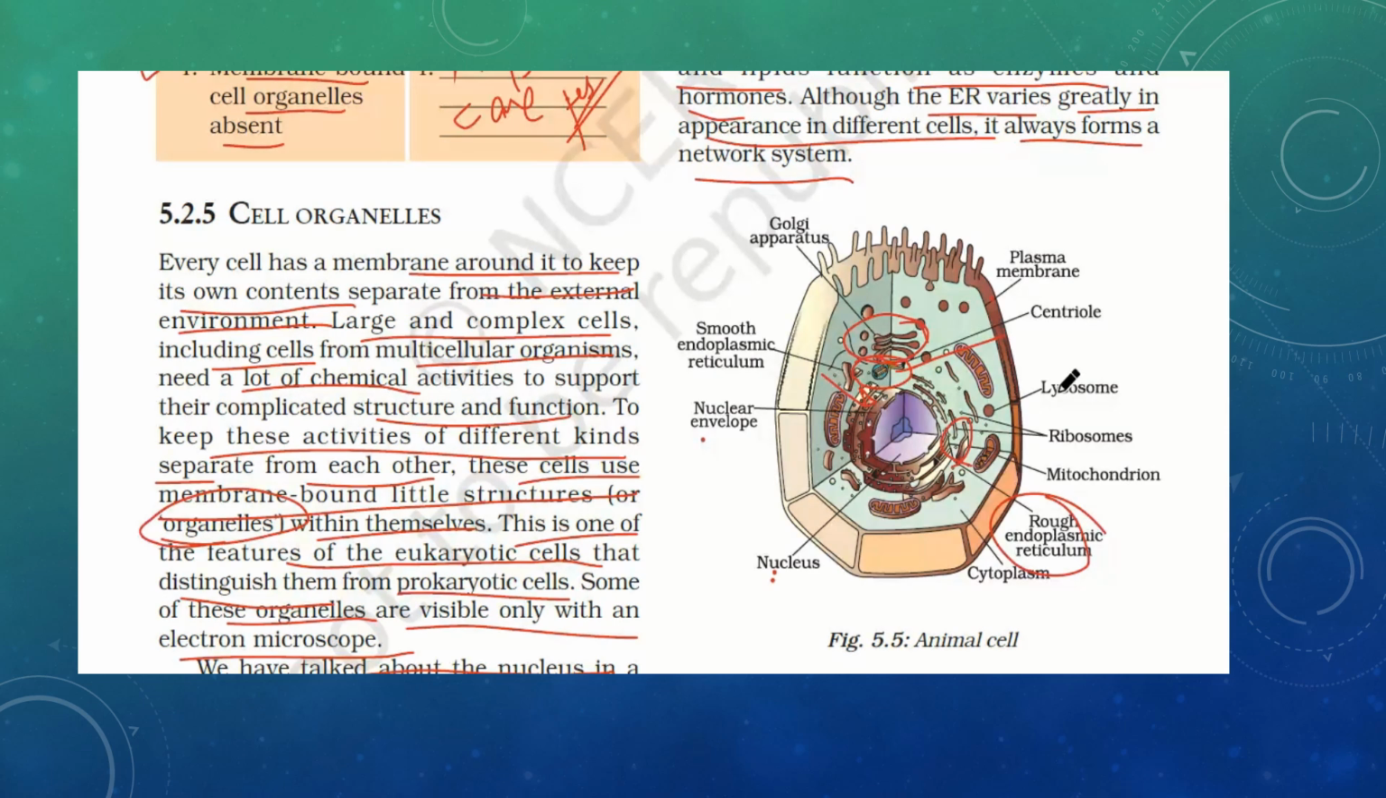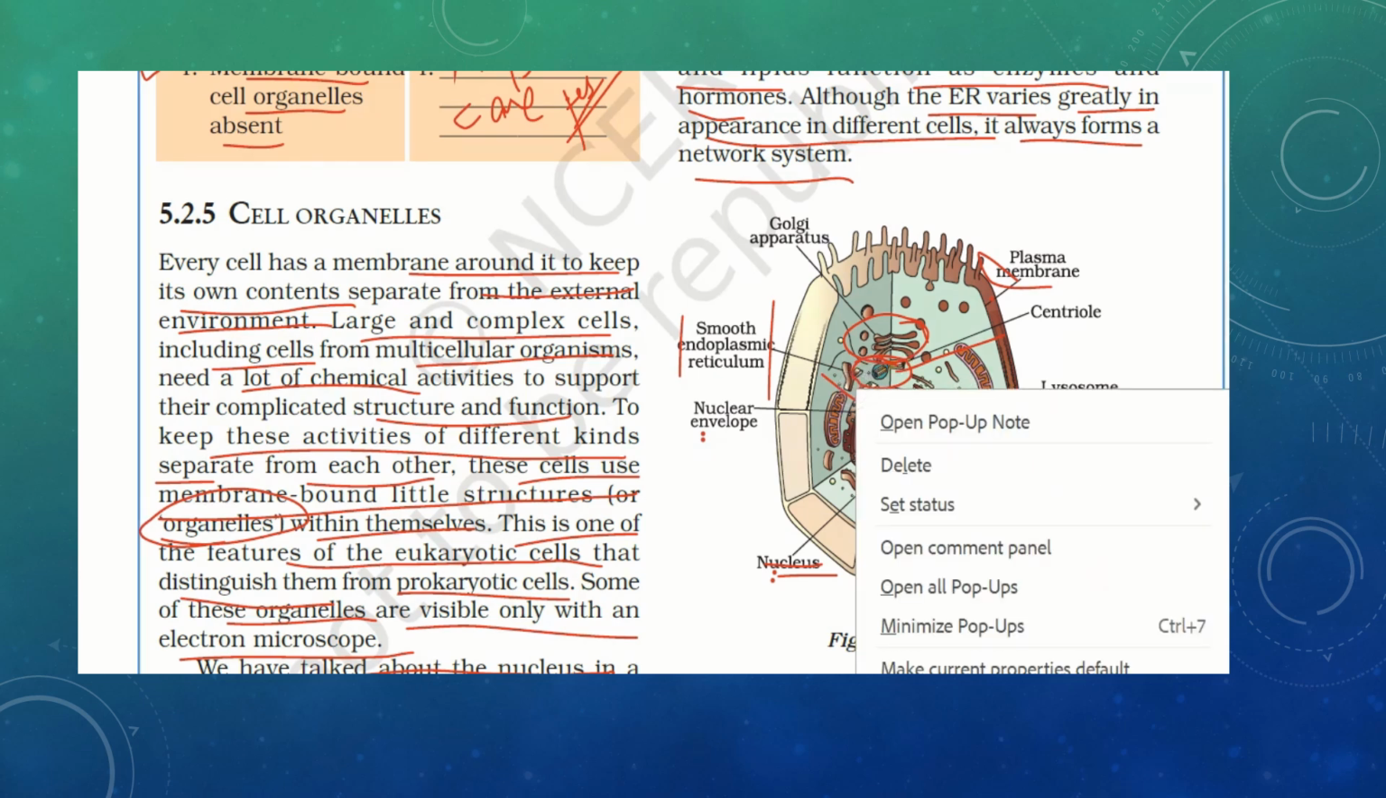And now this is the lysosome. This is the ribosome and all. And we can say that this is the plasma membrane. I've already told you earlier, nuclear envelope. This is the nucleus, and this is the smooth endoplasmic reticulum. This is the rough endoplasmic reticulum, right? So this one rough endoplasmic reticulum, this one smooth endoplasmic reticulum.